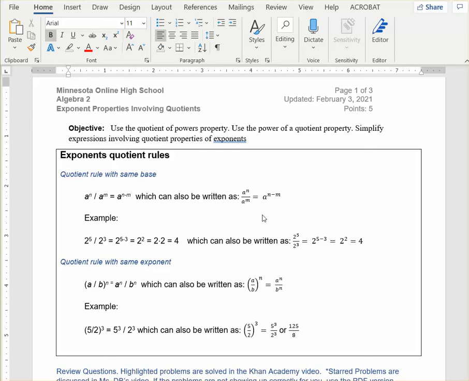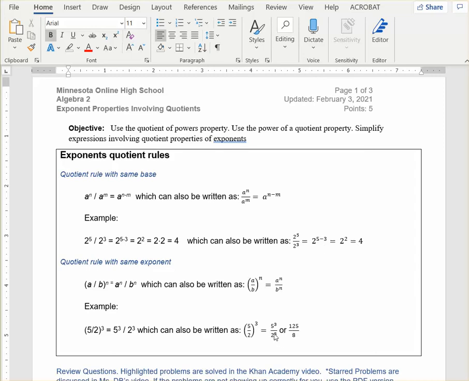And there are some examples with numbers too, like 2 to the 5th over 2 to the 3rd. Because they're the same base, they both have a base of 2, you can subtract their exponents, and that would be 2 to the 5 minus 3, but 5 minus 3 is 2, so you could write that as 2 squared, which is 4.